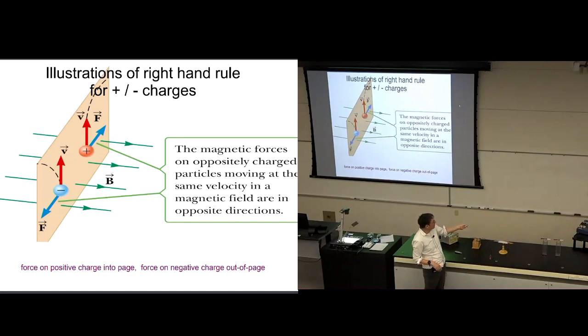Go down to the negative charge. It's also going up. Velocity is going up, the field is going towards the right, the same direction. My thumb is pointing into the screen, but we remember at the last minute that the force on a negative charge is opposite the force on a positive charge. The force on a positive charge is into the screen. The force on the negative charge, with the same velocity and the same magnetic field, will be out of the screen. So this slide is an illustration that you have to be careful about whether the charge is positive or negative when you apply the right-hand rule.